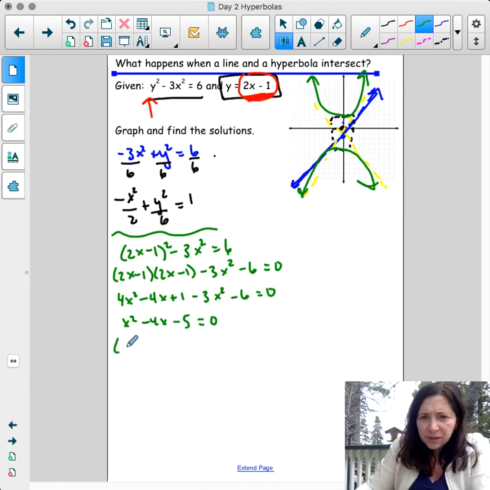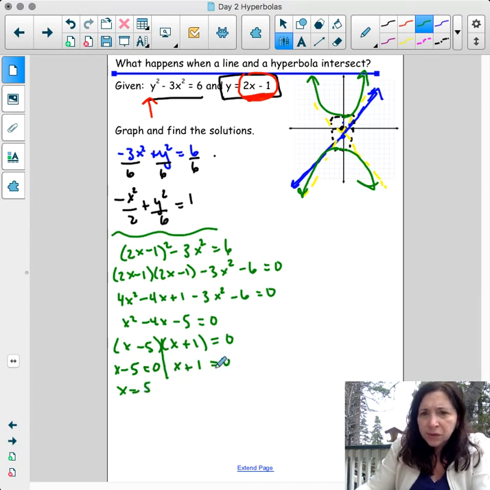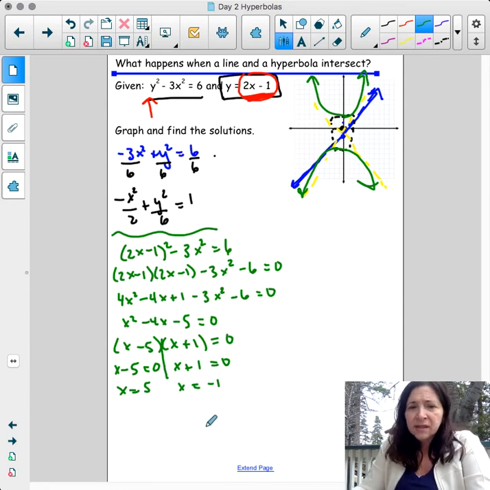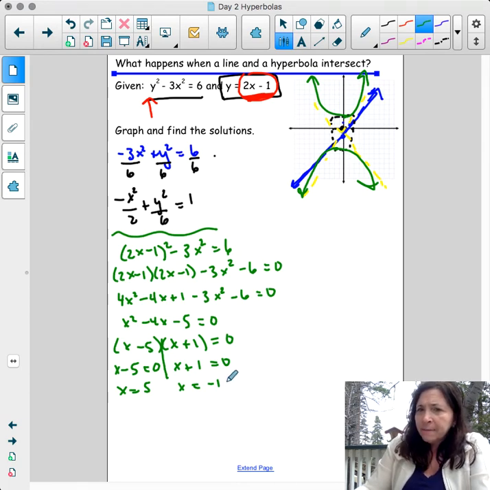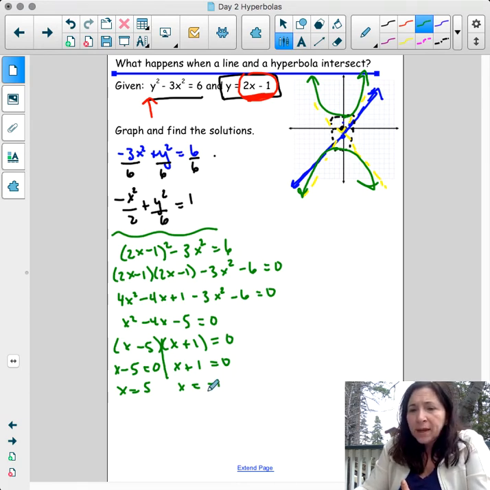I'm going to factor this. (x minus 5) times (x plus 1) equals 0. I'm going to split this up and set both of my factors equal to 0. So x minus 5 equals 0, x equals 5. x plus 1 equals 0, x is equal to negative 1. So what this means is I need to plug in both of these values in order to find my intersection points. So let's do that, okay?